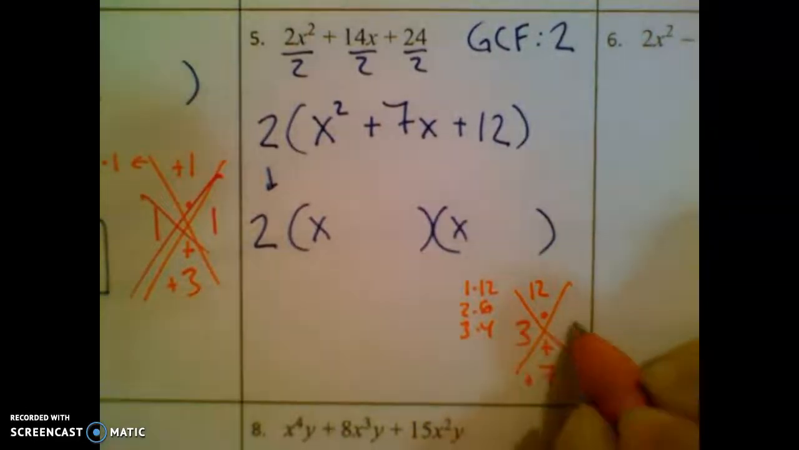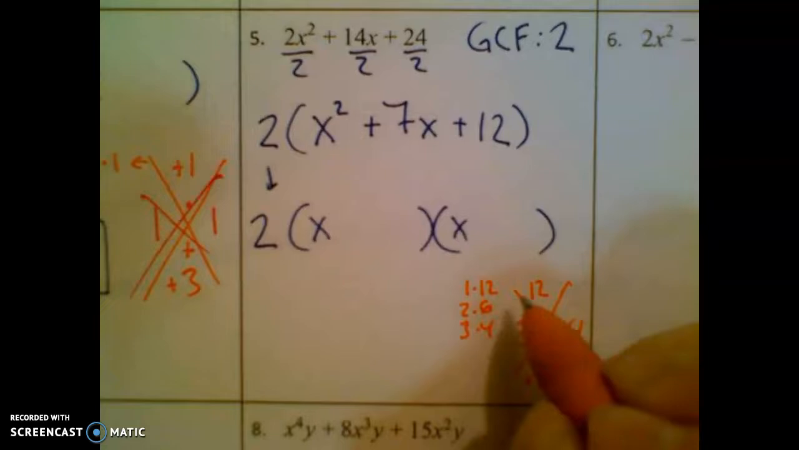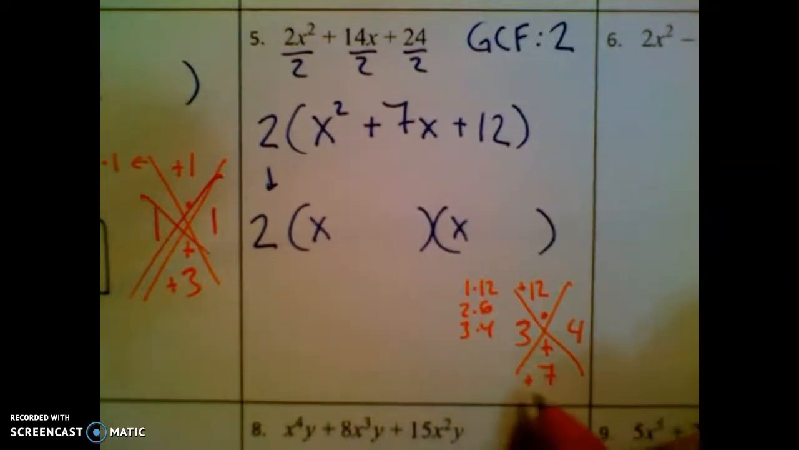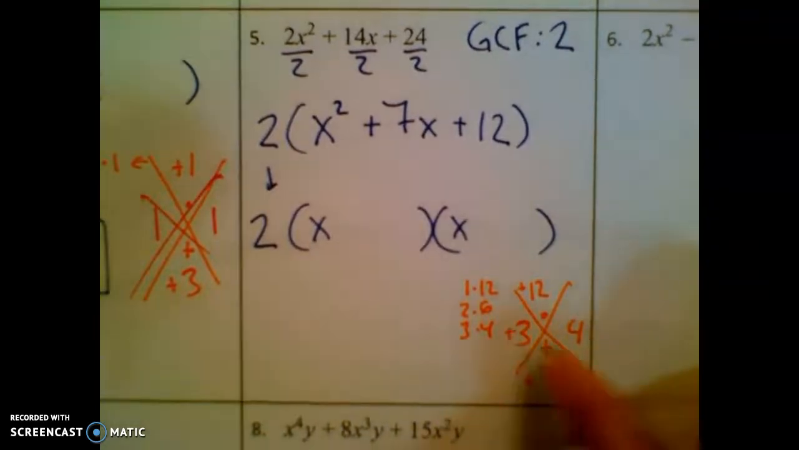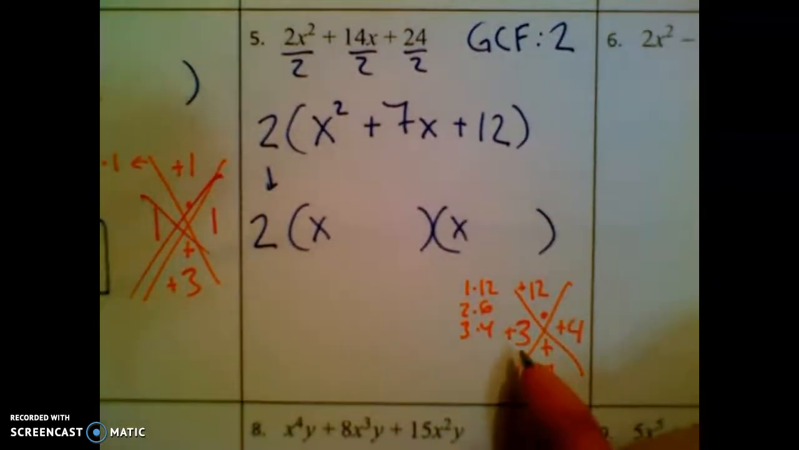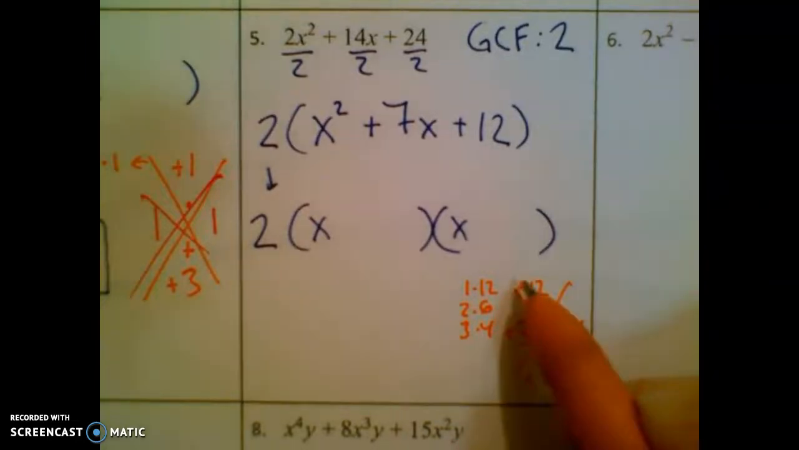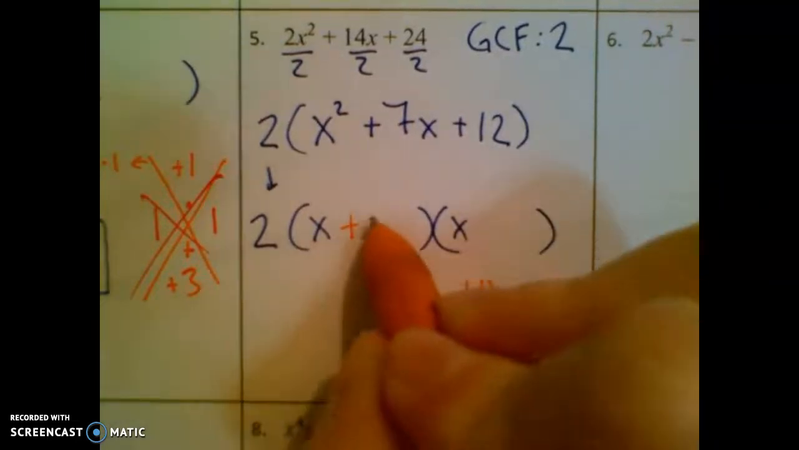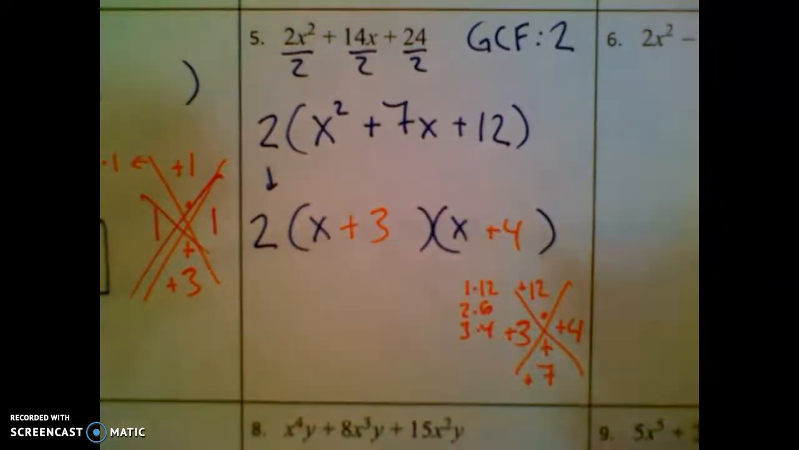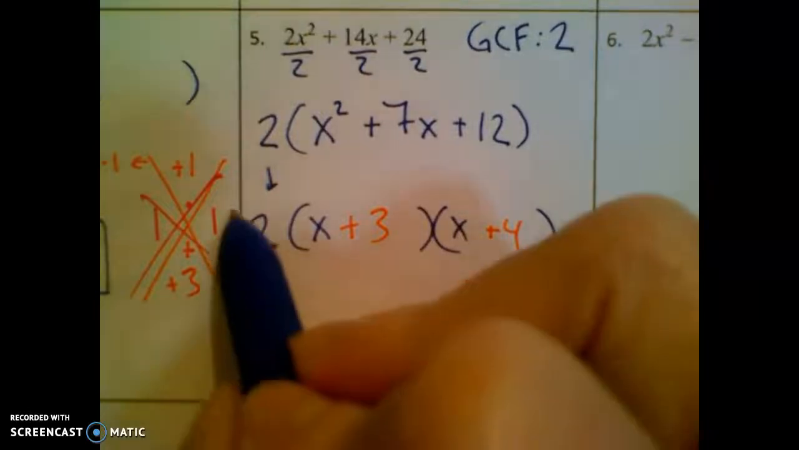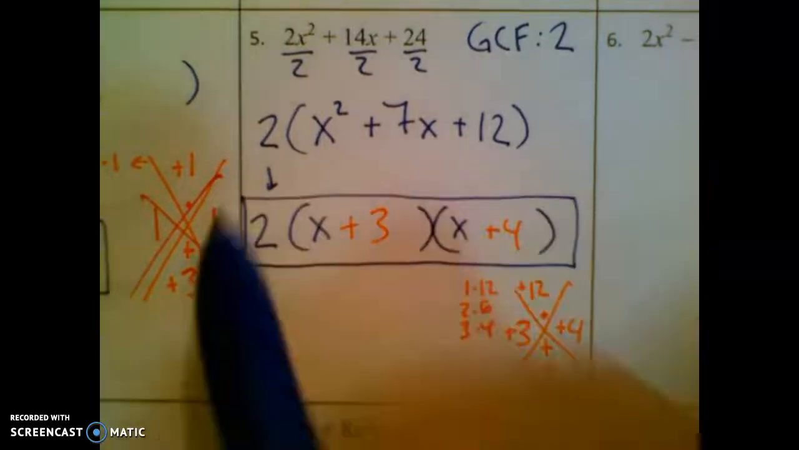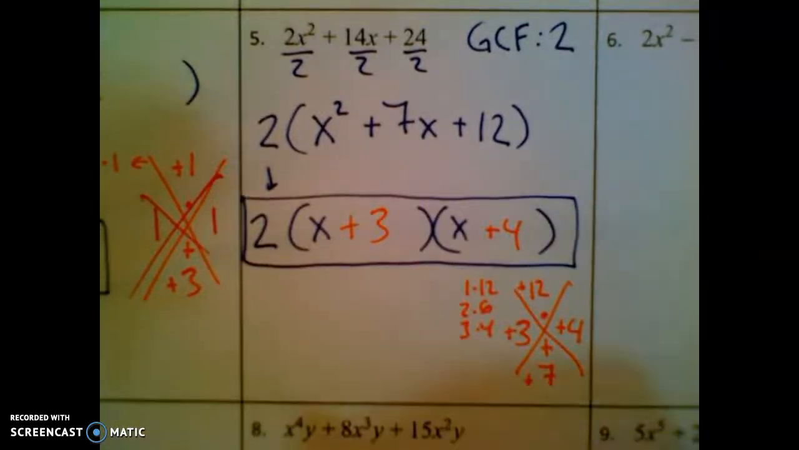So I'm going to put a 3 and a 4 and double check your signs, also positive 12. I want to add to be positive 7, so I need a positive 3 and a positive 4. Do positive 3 and positive 4 multiply to be positive 12? They do. So plus 3 and plus 4. And that is my final answer. But I'm going to go ahead and double check my work.